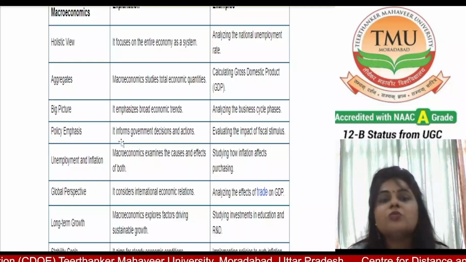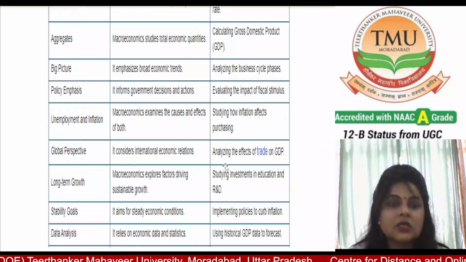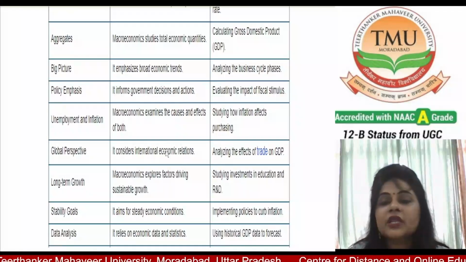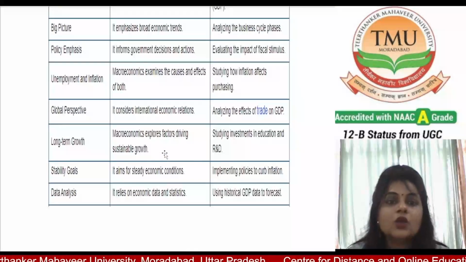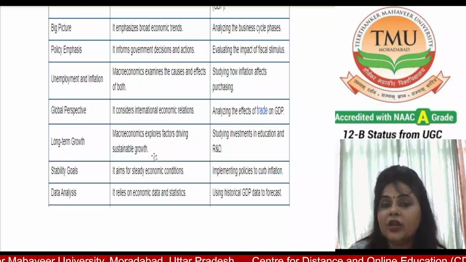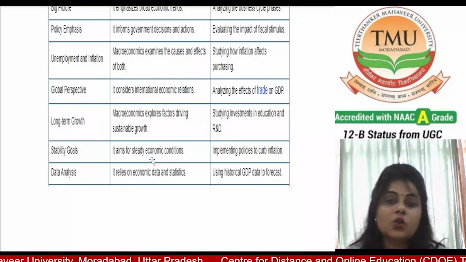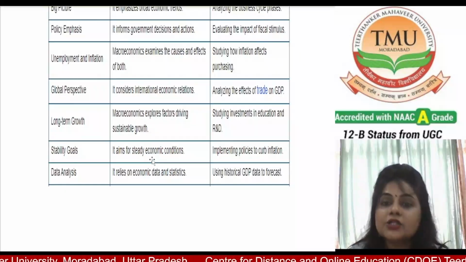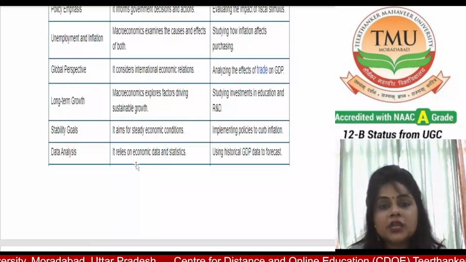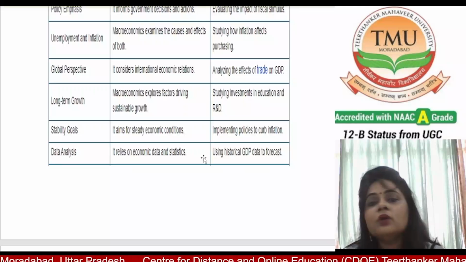Policy emphasis: it informs government decisions and actions, evaluating the impact of fiscal stimulus. Unemployment and inflation: macroeconomics examines the causes and effects of both, studying how inflation affects purchasing power. Global perspective: it considers international economic relations, analyzing the effect of trade on GDP. Long-term growth: macroeconomics explores factors driving sustainable growth, studying investments in education and R&D. Stability goal: it aims for steady economic conditions, implementing policies to curb inflation.